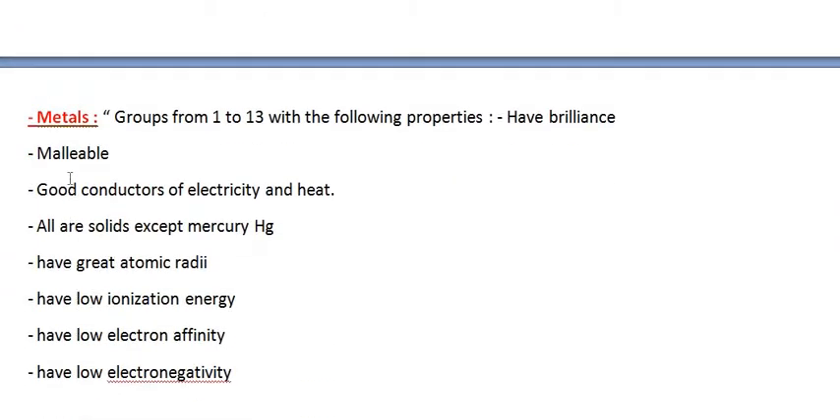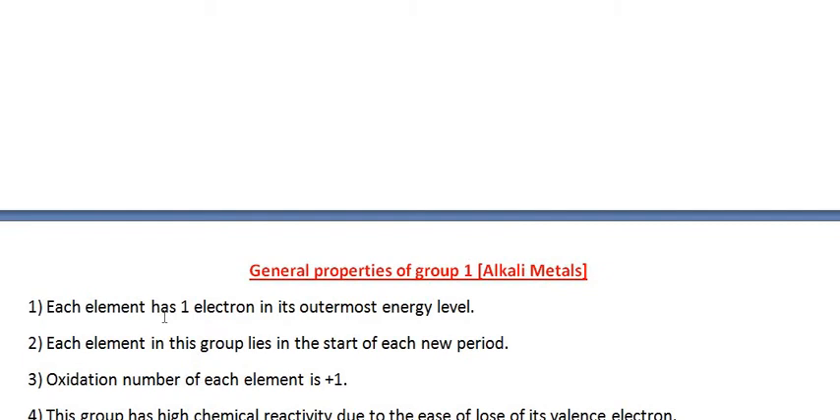What are the properties of all metals in general? These are the properties of the metals: malleable, good conductors of electricity. All metals are solids except mercury. They have high or great atomic radii and low ionization energy, and the metals also have low electron affinity and low electronegativity. These are the properties of the metals in general.